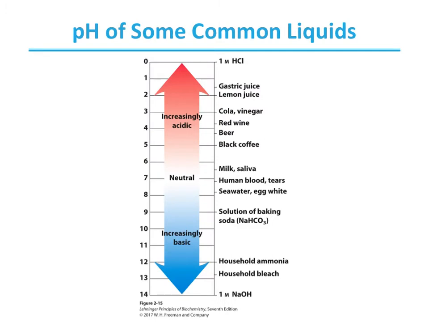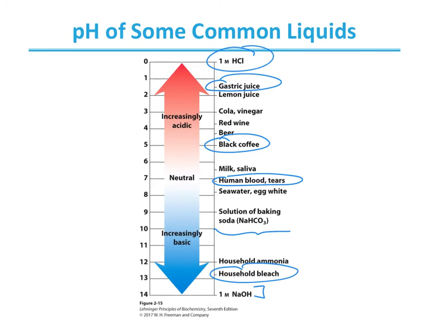This figure shows you the pH of some common liquids. So HCl, which is very acidic, would have a pH of 0. Then gastric juice is also highly acidic. That has a pH of around 1.5. Black coffee is fairly acidic. Then when we get into blood, that is right around 7.4. And baking soda is basic, and then we can become increasingly basic when we get to household bleach and sodium hydroxide.